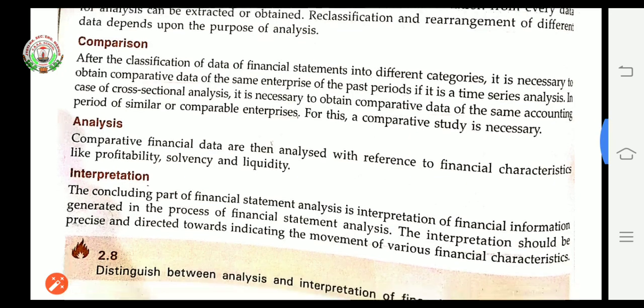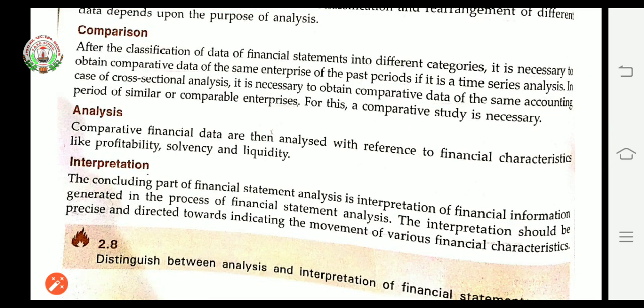Next, after comparison, we have analysis. Analysis is done with reference to the financial characteristics. The financial characteristics here are: profitability, meaning the ability of that particular enterprise to earn profit; solvency, meaning the condition of the enterprise so that it can pay its debts; and liquidity, meaning how many of the items it holds can be easily converted into cash or cash equivalents.